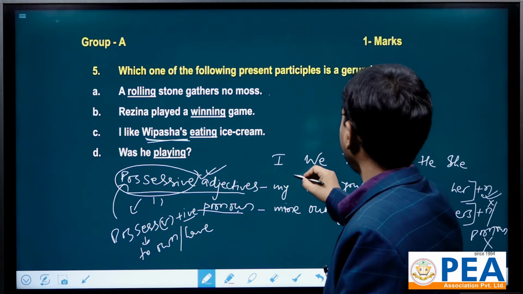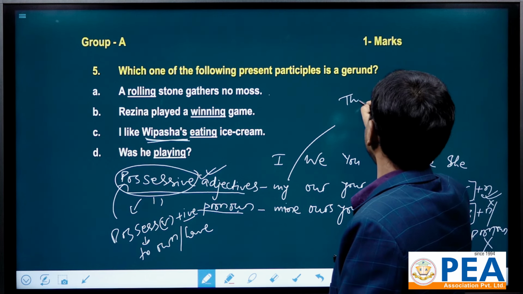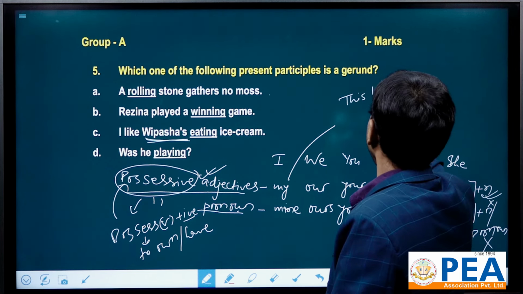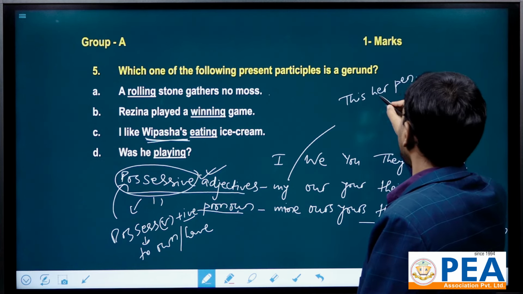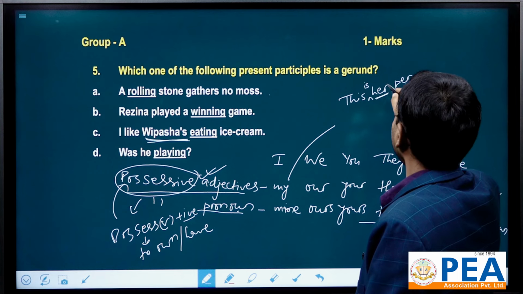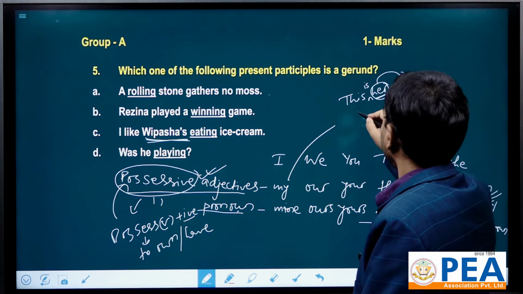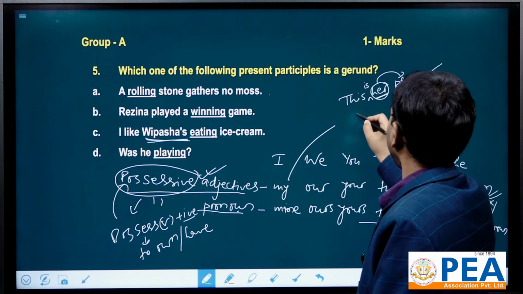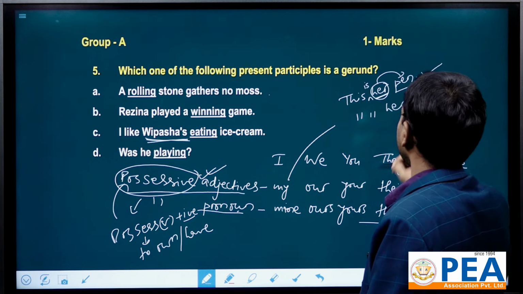Like here we write, this is her pen. This is her pen. Here her is an adjective and it always takes a noun after it. Similarly, this one is a right sentence. But if I write, this is her, this one becomes wrong.